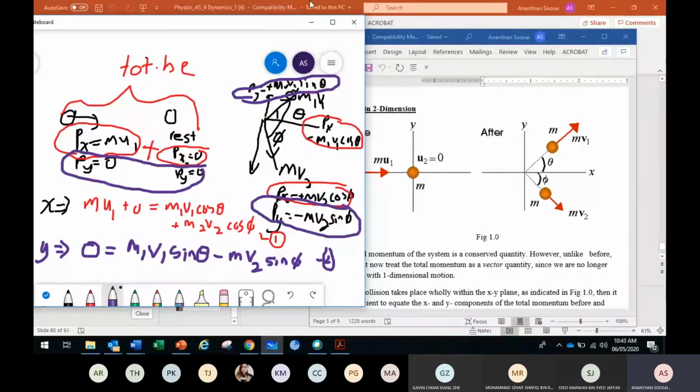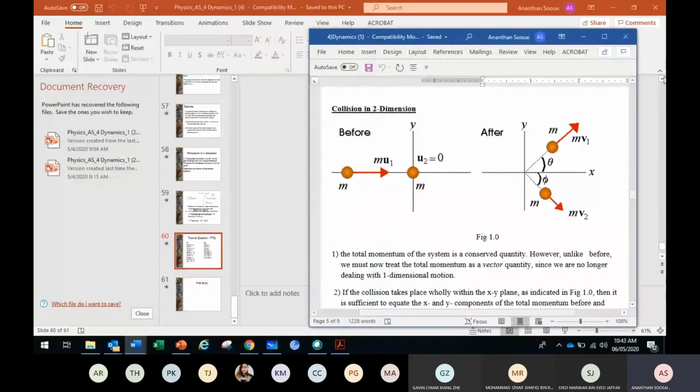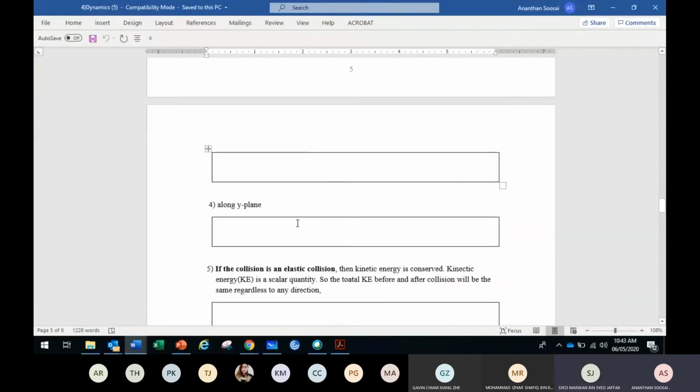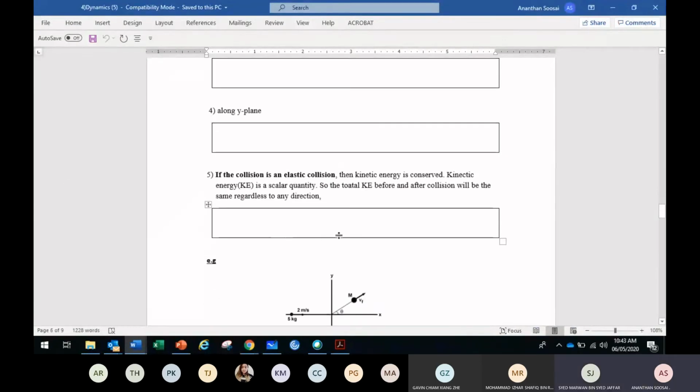No questions. Okay, let's go through one example. This question paper has one example. You need to fill up the 2 equations I just wrote, the x plane and y plane. The third equation is, if the collision is elastic, the kinetic energy is conserved. So kinetic energy, half m1 u1 squared plus half m2 u2 squared, equals the same after.